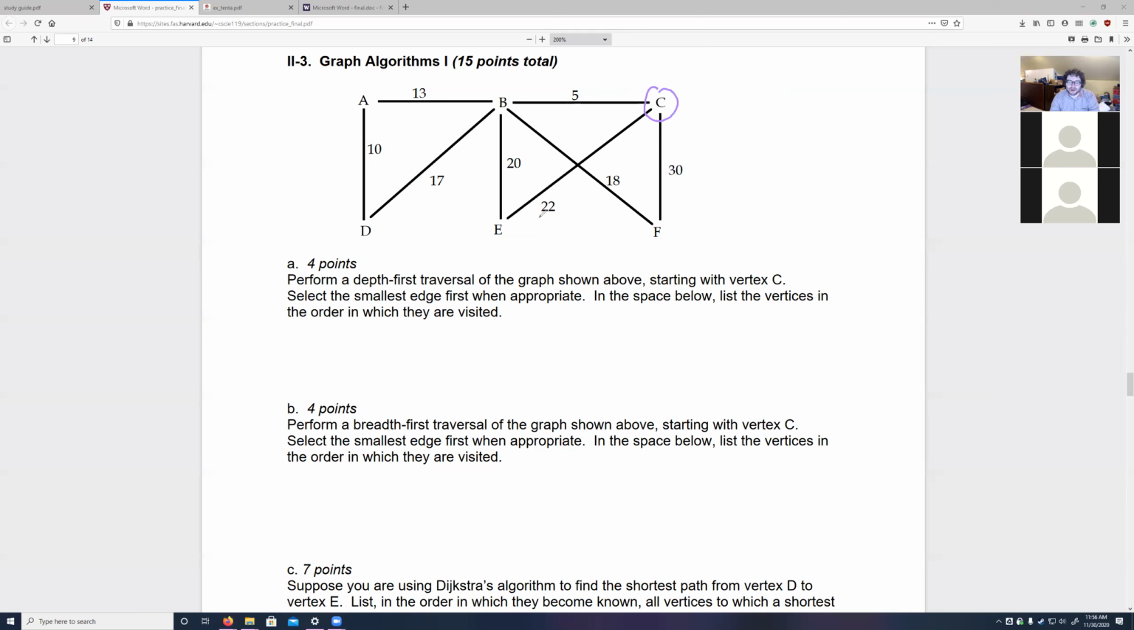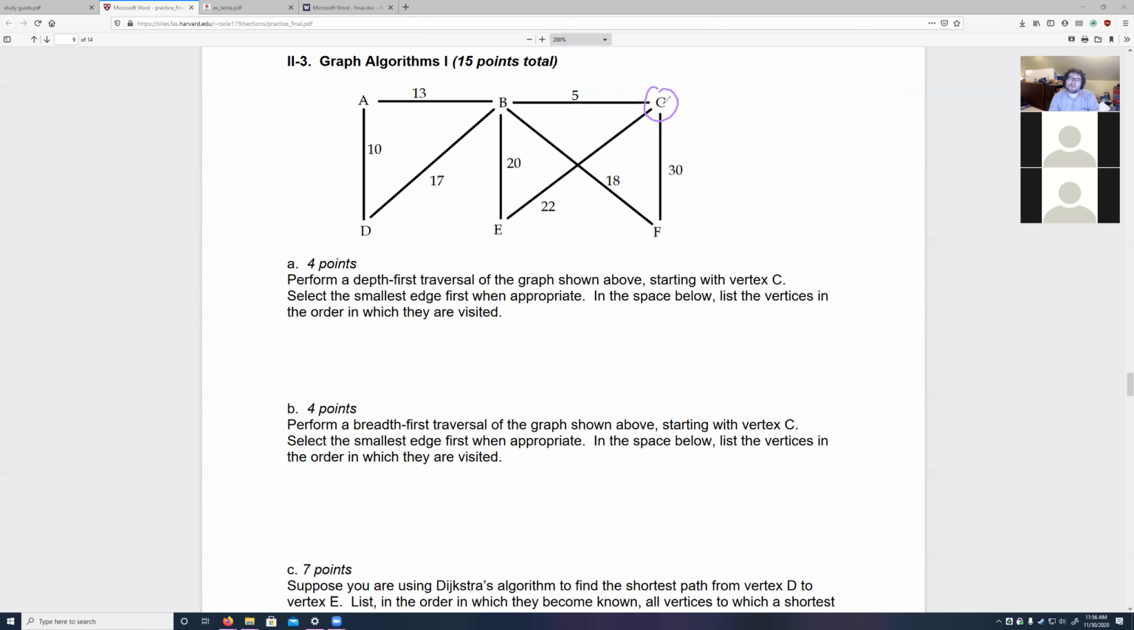So we're going to start over here. Select the smallest edge first when appropriate. In the space below, list the vertices in the order they appear. So depth first search means we travel down a branch as far as we can, and then we back up once we hit a dead end. So let's go ahead and take a look.